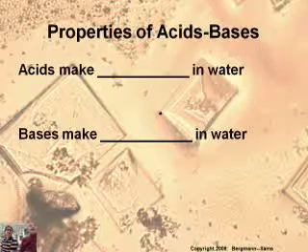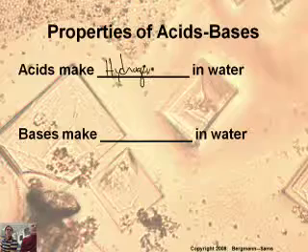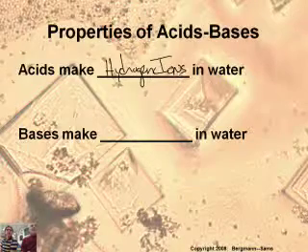So hey, we've said this already, and it's very, very important, the most important thing in this podcast: acids make hydrogen ions in water. Now, let's talk about what a hydrogen ion is.